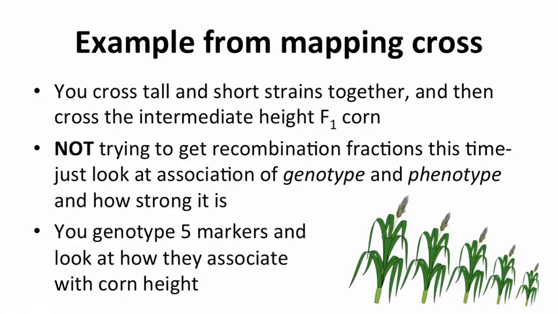Now, we're not trying to get recombination fractions this time. This is different from what we did in the context of simple genetic traits. It's much more complicated when something is complex, so we're not going to do that. What we're going to be doing is just looking at the association of genotype and phenotype, and seeing how strong it is. Remember, strength is defined by the average difference between the genotypes. So we'll genotype 5 markers rather than 2 this time, and look at how they associate with height in these corn.